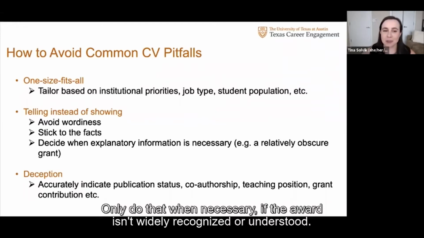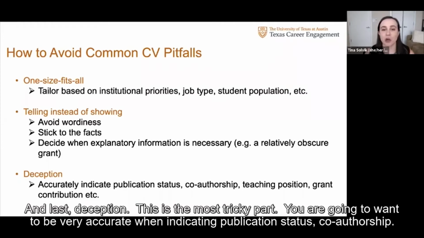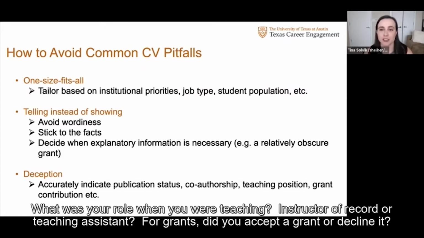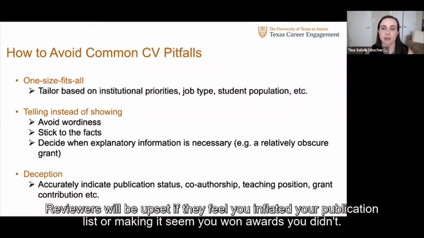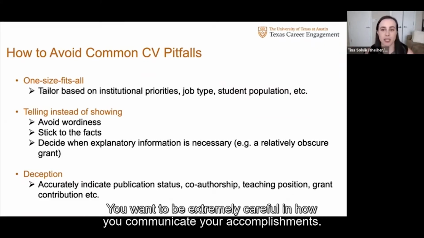And then last, deception. This is the most tricky part. You're going to want to be very accurate when you're indicating publication status and co-authorship. What was your role when you were teaching? Were you instructor of record or were you a teaching assistant? For grants, did you accept a grant or decline it? Did you contribute to a PI's grant in terms of writing, or did you only provide preliminary data? Reviewers will be upset if they feel like you tried to deceive them by inflating your publication list or making it seem like you won awards that you didn't. So you want to be extremely careful in how you communicate your accomplishments.